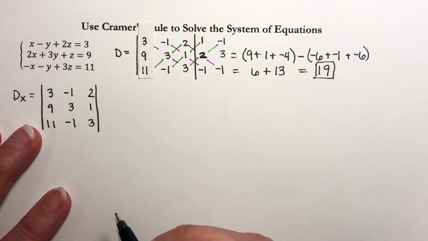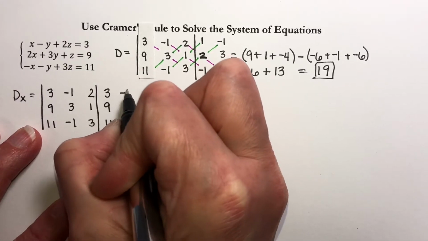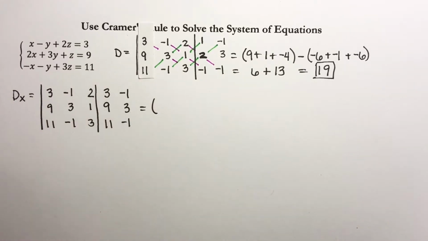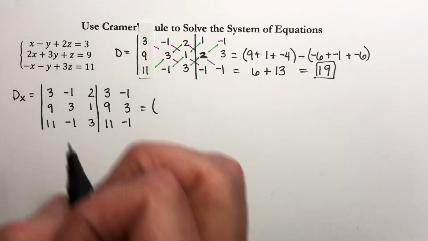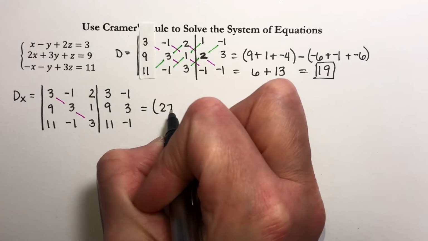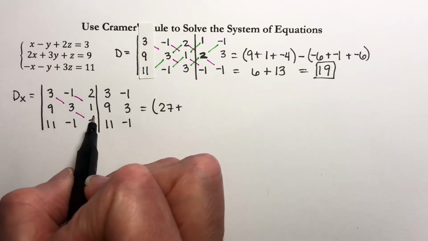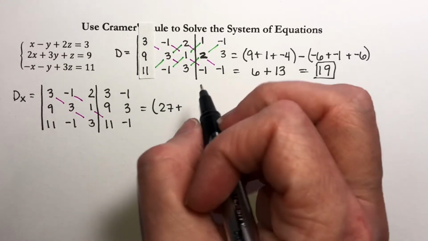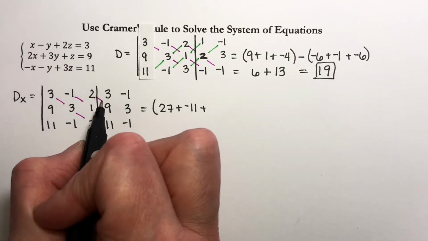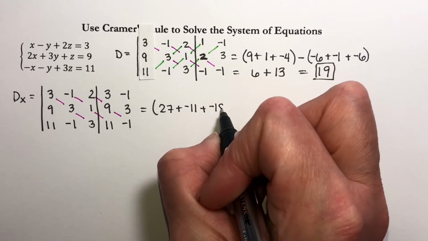Now recopy your first two columns. And start the arithmetic. I have 3 times 3 times 3, which is 27, plus negative 1 times 1 times 11, that is negative 11, plus 2 times 9 times negative 1 is negative 18.